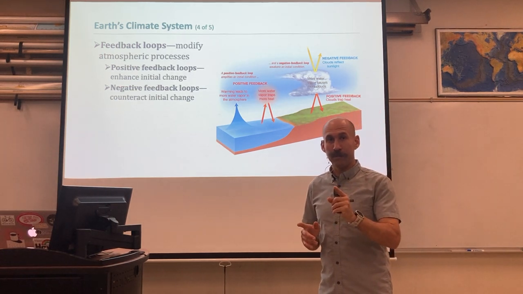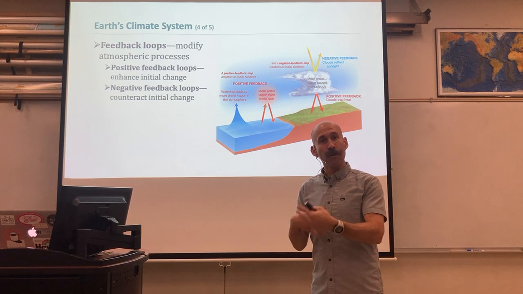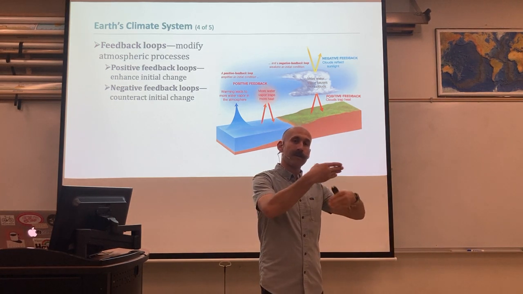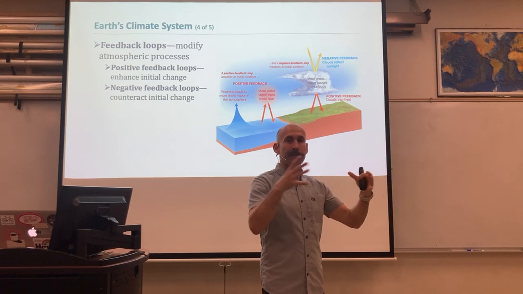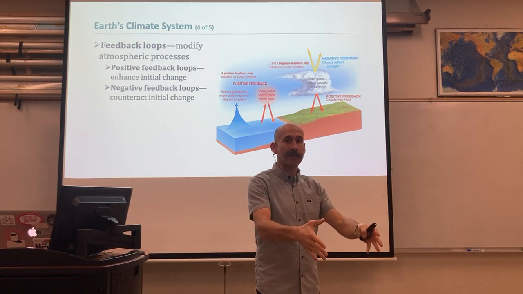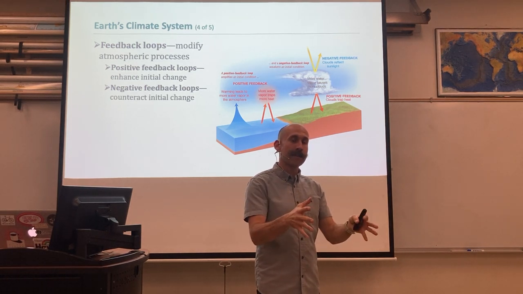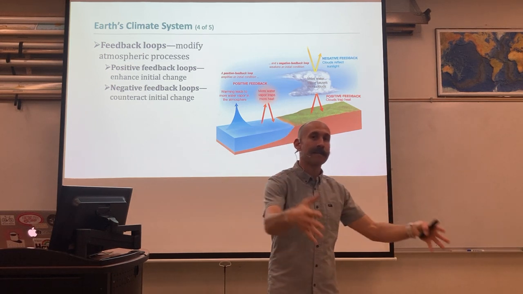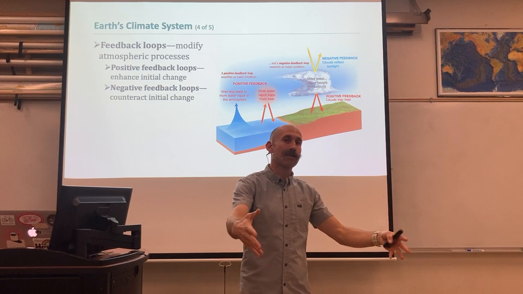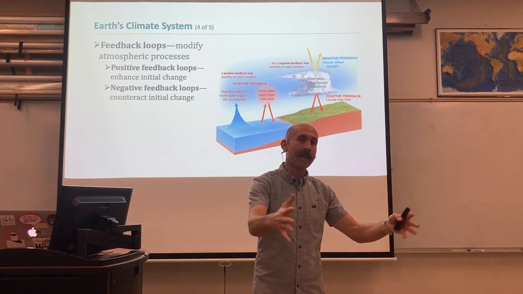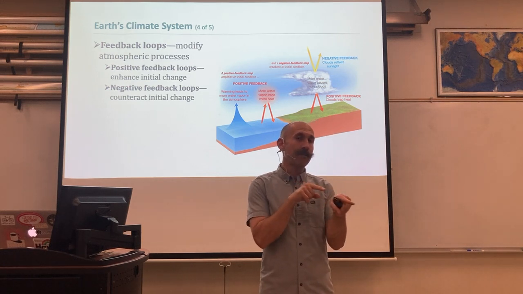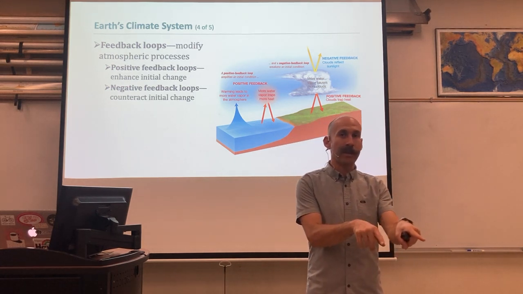Positive feedback loop, you can think about it like a snowball rolling downhill. The snowball rolls downhill. It gets bigger. It rolls faster. The snowball now rolls faster and it gets bigger. Because the snowball is bigger, it gets faster. Now the snowball is going faster, so it picks up more snow and it gets bigger. So the response is in the same direction as the stimulus.